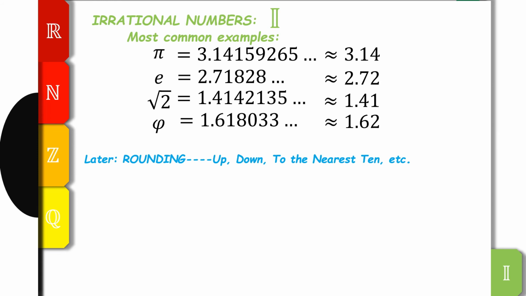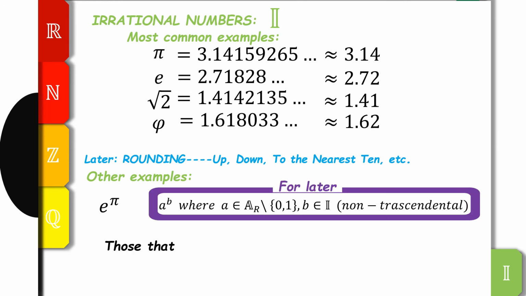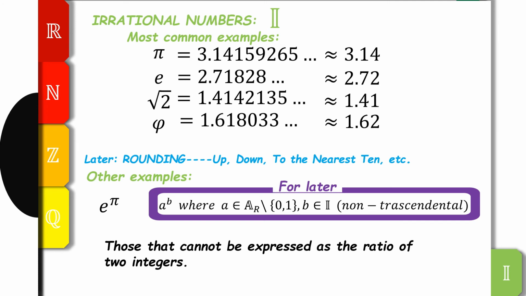There are a lot more irrational numbers. Other examples would be Euler to the pi, and A to the B, where A belongs to the algebraic real numbers but cannot take the value of 0 or 1, and B belongs to the non-transcendental irrational numbers. Yes, I know this sounds like a lot of gibberish, but you will learn this in due time. This was just so you could get a glimpse of how big the universe will get when you discover it, and this is just a number.